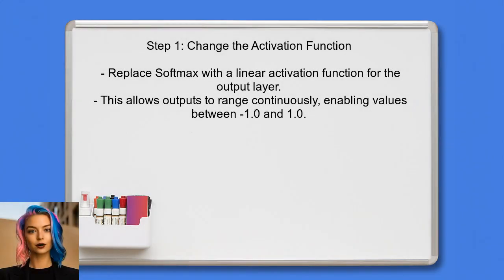To modify the neural network for non-binary outputs, the user should start by changing the activation function used in the output layer. Instead of using the softmax function, which is designed for classification tasks, the user can implement a different approach that allows for continuous outputs.